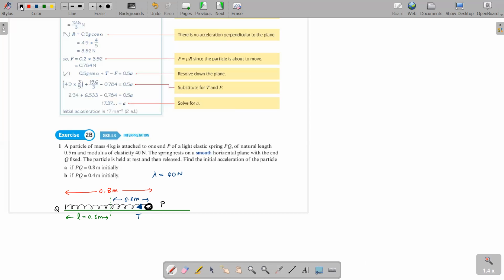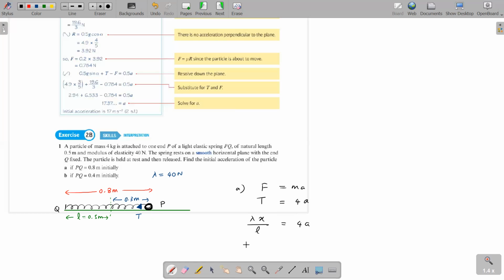So how do we find it? We will go with F equals ma. That's the way to find the acceleration, Newton's second law. So what is the force? The only force we have is the tension. Mass is 4 kilogram. Acceleration is what we are trying to find. So what is the tension? Always in an elastic string or spring, tension is lambda x over L.